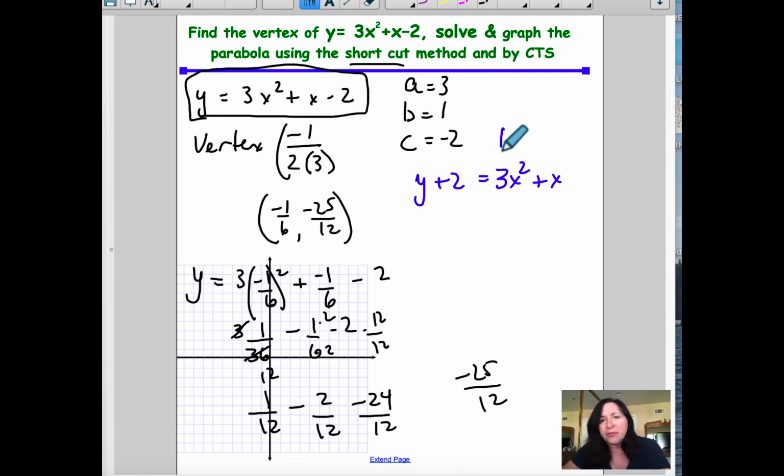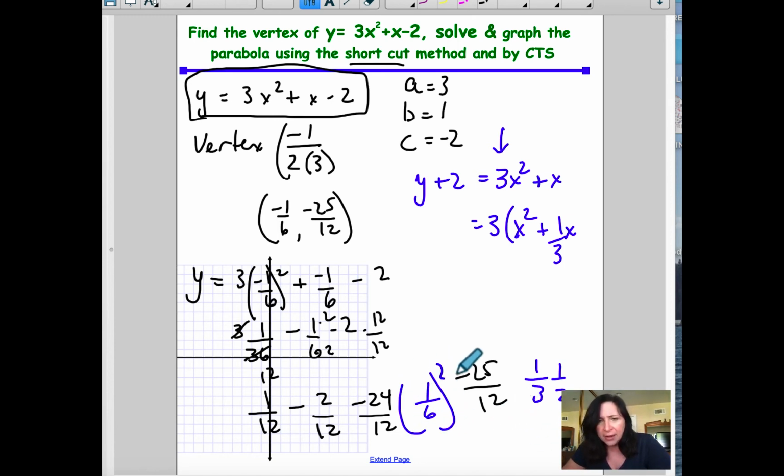Now remember, this value needs to be a 1. So I have to factor that out. So we're going to go 3 times the quantity, x squared plus 1/3 x, right? Because you factor that out. And then now I need to take half of 1/3. So half of that is 1/6. Square that is 1/36. So I'm going to add 1 over 36 on the right.